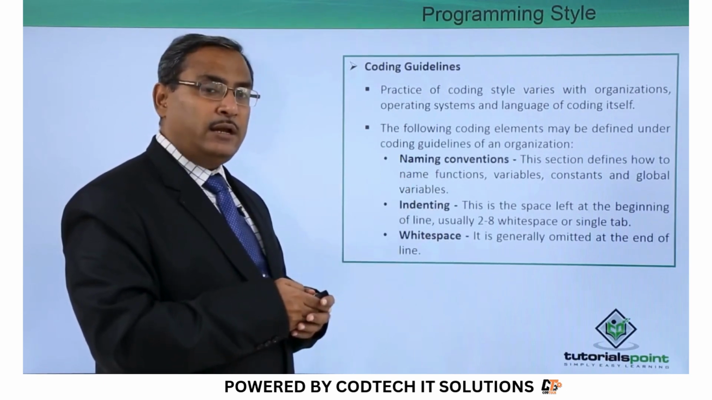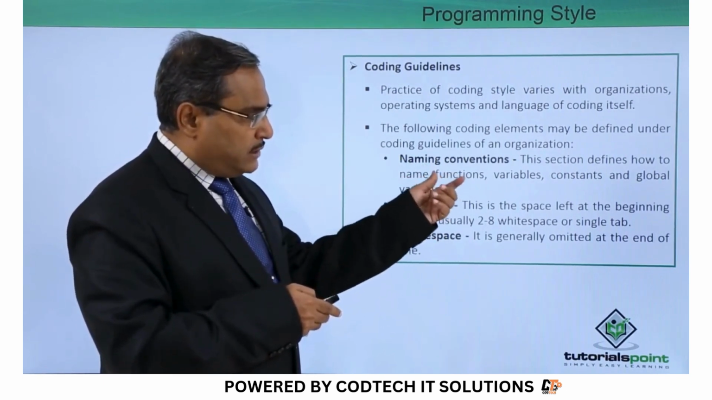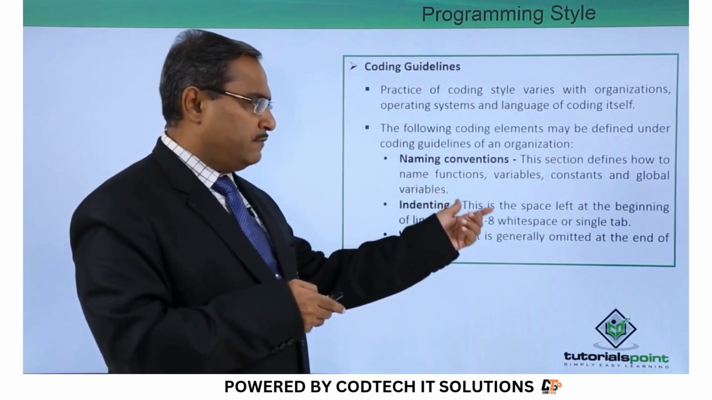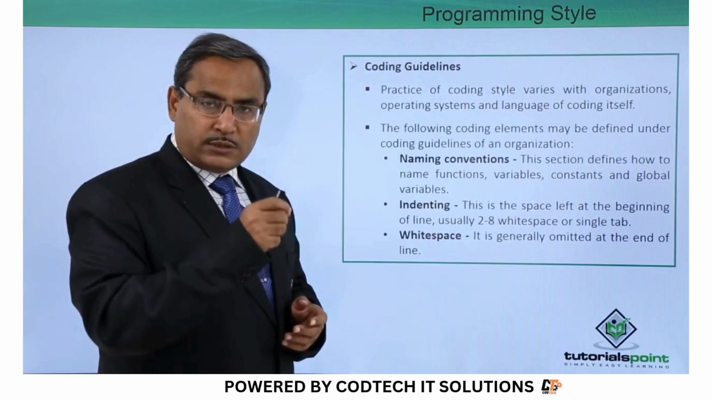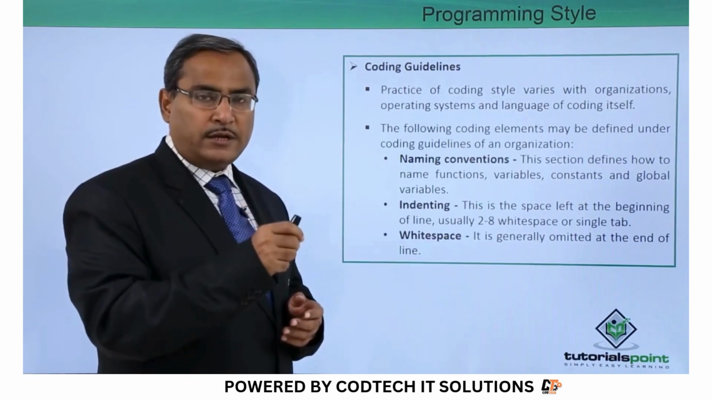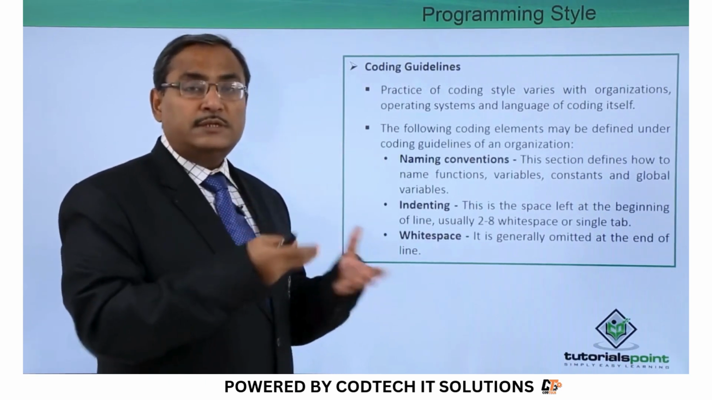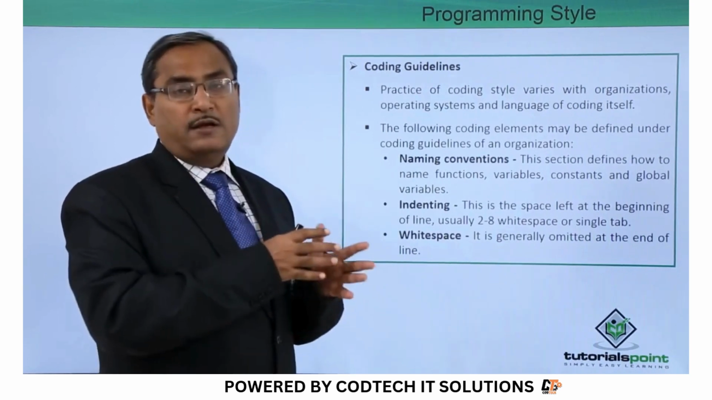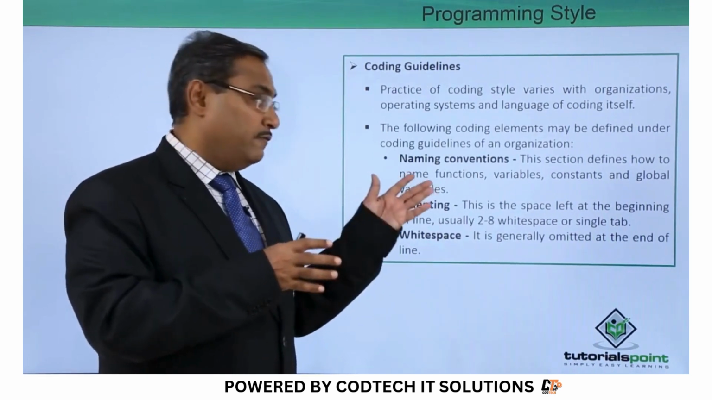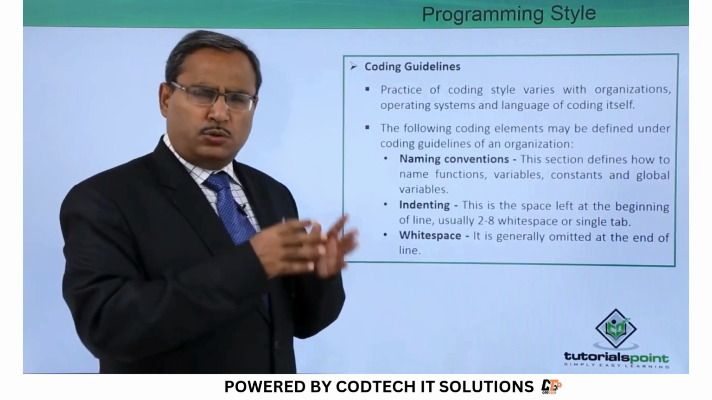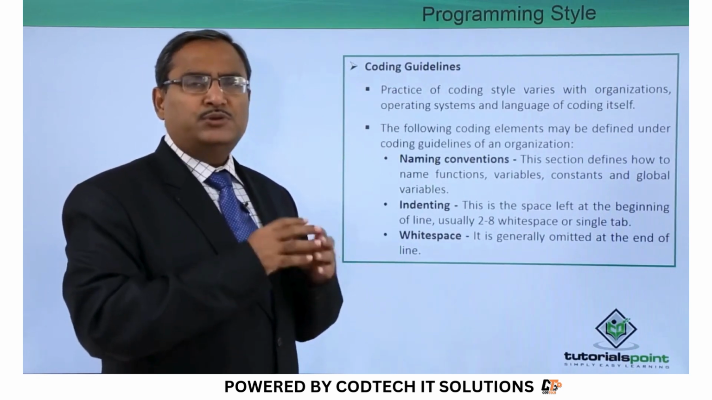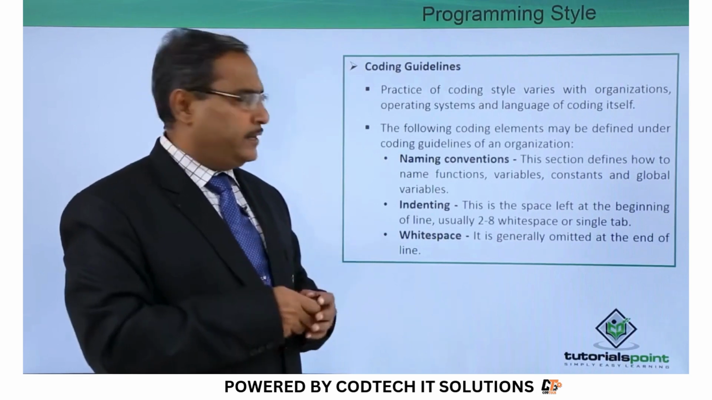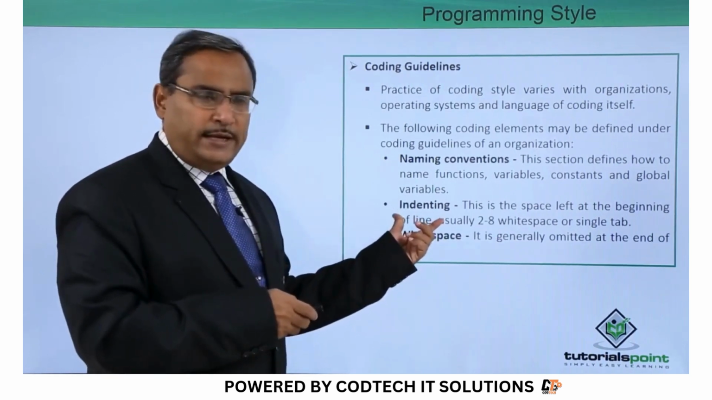What is the naming convention? This section defines how to name functions, variables, constants and global variables. Where to use small letters, where to use capital letters, where to put a space using, say, an underscore, or how to make the variable and function names. All these things will have some guidelines, some do's and don'ts, so that our naming standard is generic.